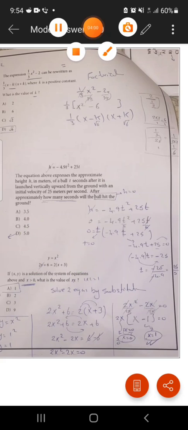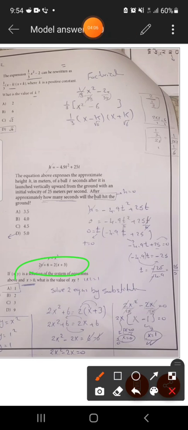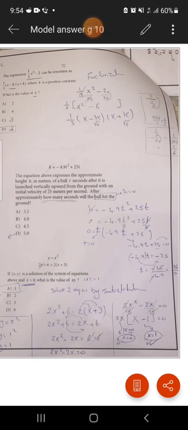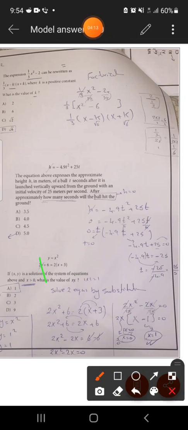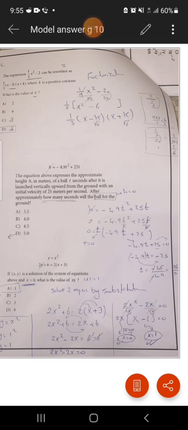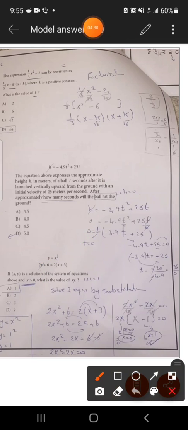What does that mean? Here you have y equals x squared. Here you have 2y plus 6 equal to x plus 3. Then what you will do? You will remove y, and instead of y, put x squared. Okay? So if you have two equations, you should solve the two equations together. You have substitution here, and instead of y, put x squared. So you will have this part, 2x squared plus 6 equal to x plus 3.